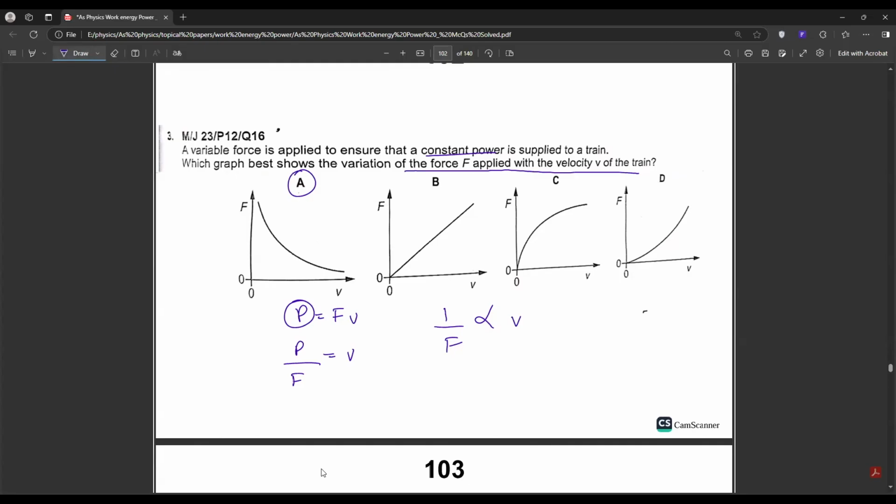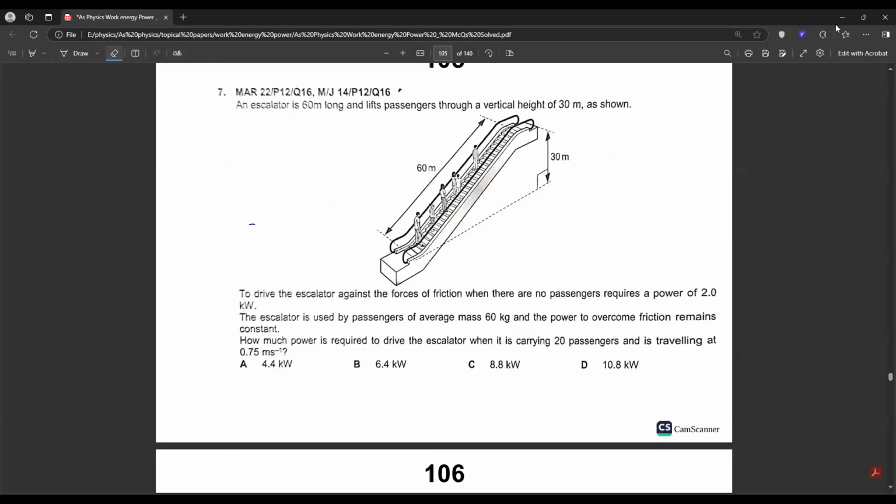Let's check it out in the marking scheme. Yes, the answer to 102 is A. Let's further move ahead to the next question. Okay, let's read out this question. An escalator is 60-meter long and lifts passengers through a vertical height of 30-meter as shown.